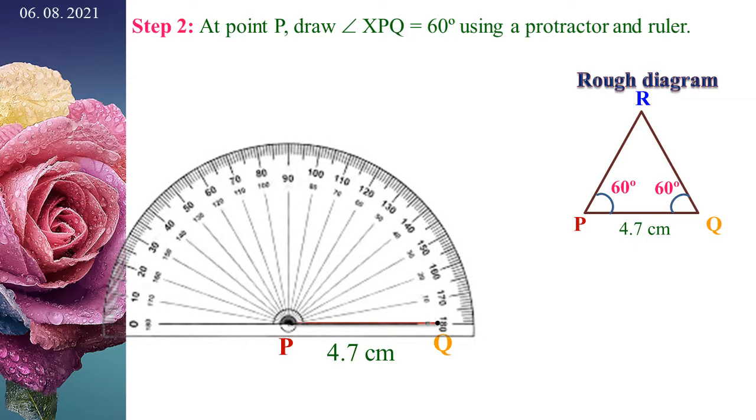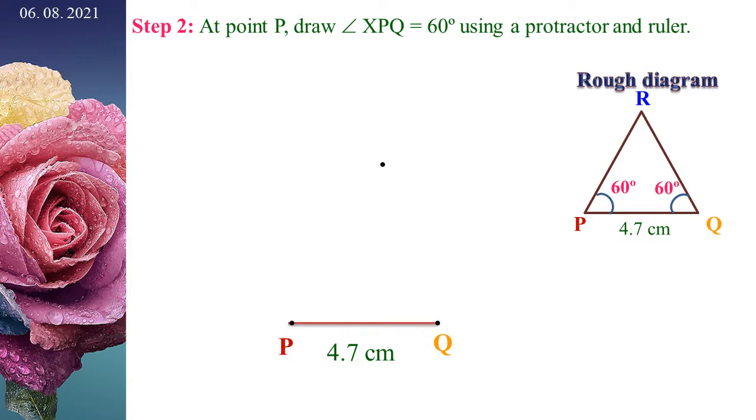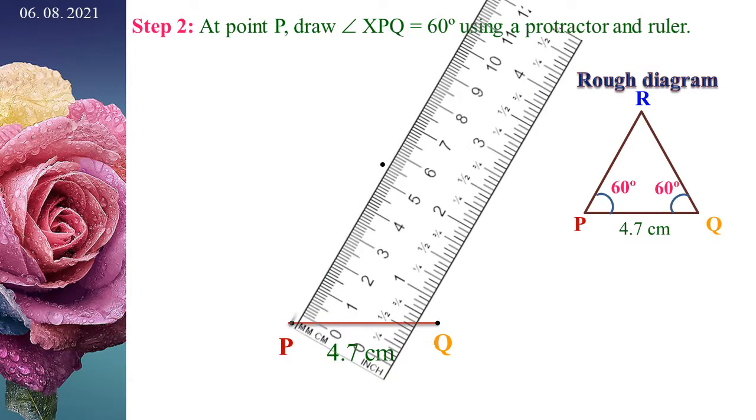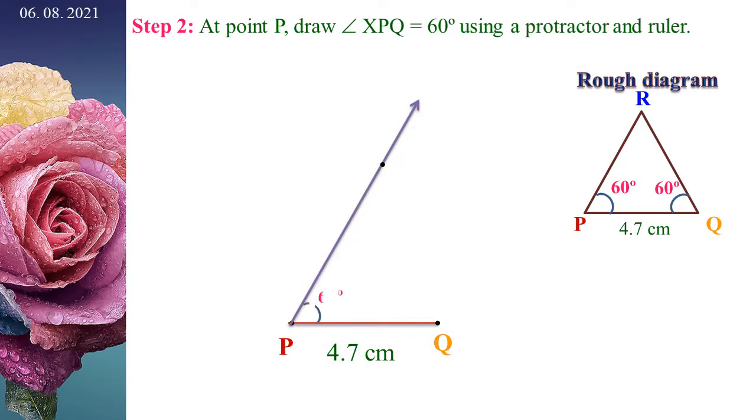Keep the protractor at point P. Mark an angle 60 degrees. Start from right to left. 10, 20, 30, 40, 50, 60. Mark angle 60 degrees. Remove the protractor. Take a scale. Join the line. Remove the scale. Mark angle 60 degrees. That line is called X.